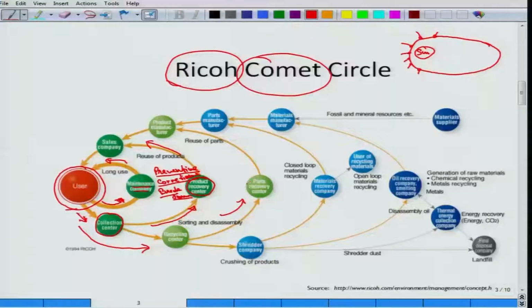So, these are all segregated and they send them to the part recovery center, who could reuse the parts, and it is sent to the sales company. The sales company can use these as spare parts.